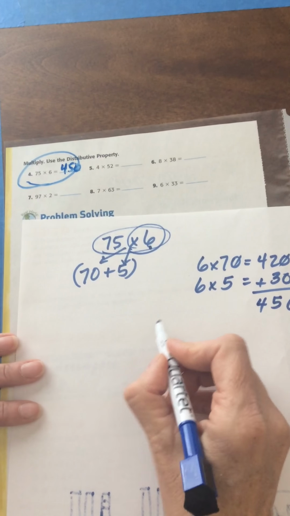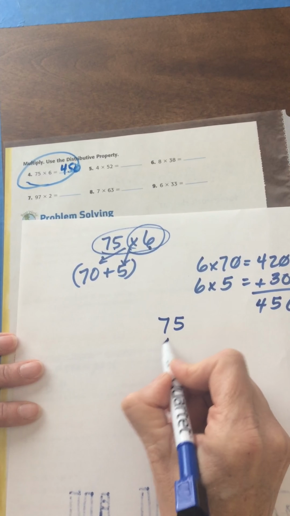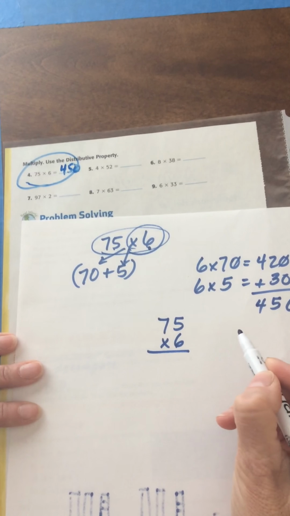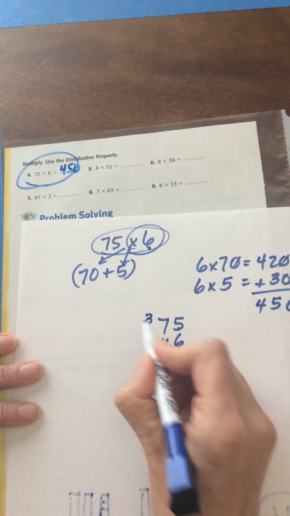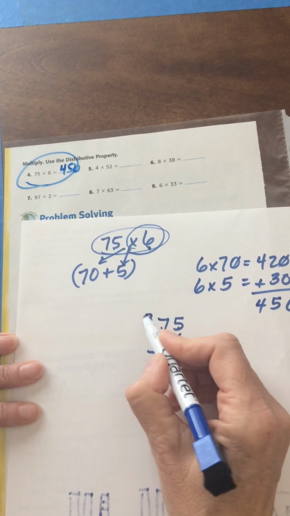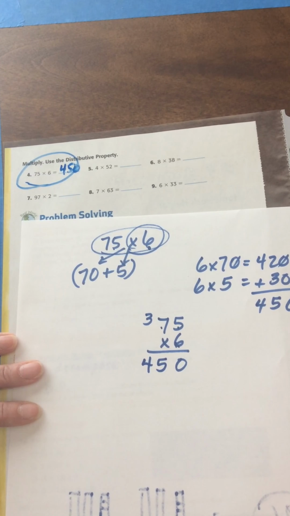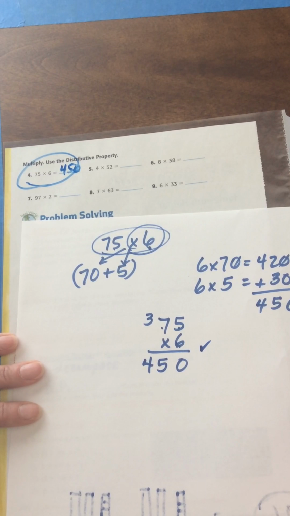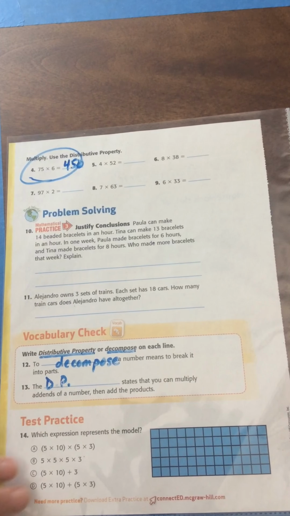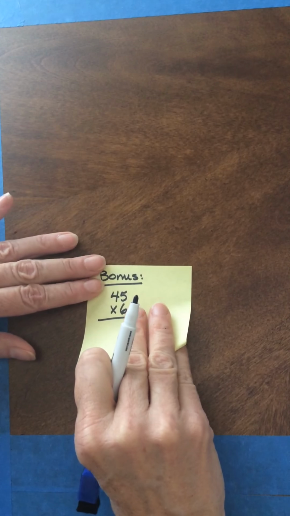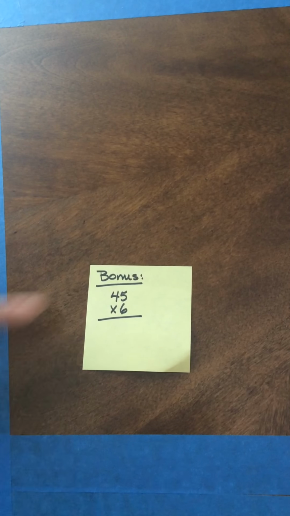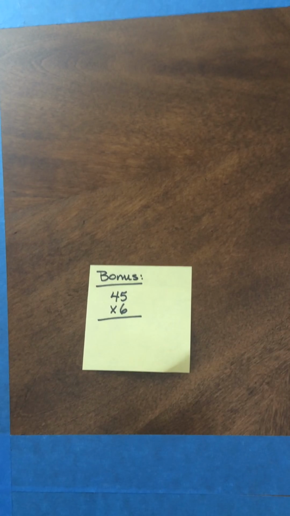And if you want to use the old-fashioned way, 75 times 6, we can see that that still comes out. 6 times 5 is 30. 42 with 3 more is 45. So either way, you get the same answer. Okay, our bonus today, I want you to, using that distributive property and decomposing 45, do 45 times 6.